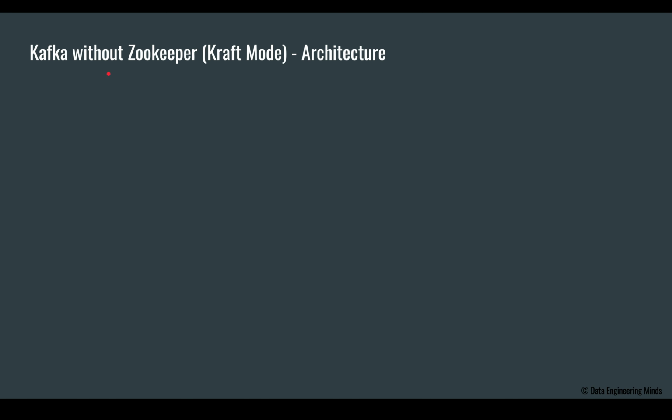Now let's start taking a deep dive into the brand new architecture of Kafka. That is the architecture where we are not going to use Zookeeper anymore, but instead we are going to manage the metadata of Kafka inside Kafka itself. So whenever we are running Kafka without Zookeeper, we call this mode as Kraft mode. I will explain what is the reason behind calling this mode as Kraft mode later in this video.